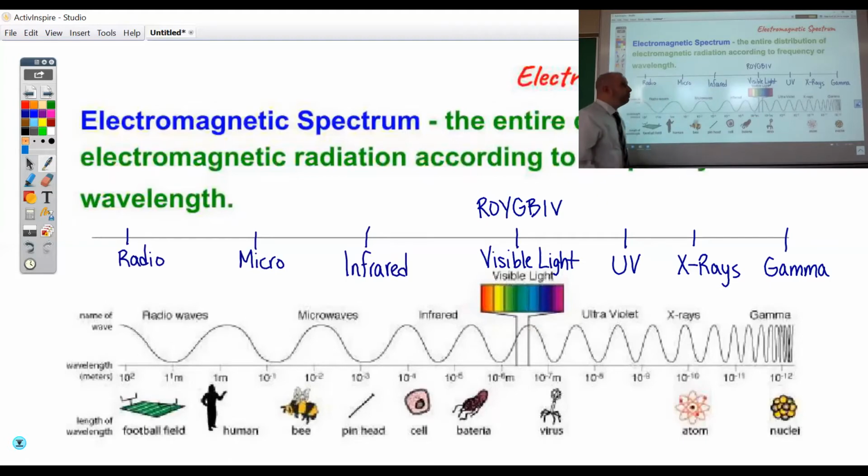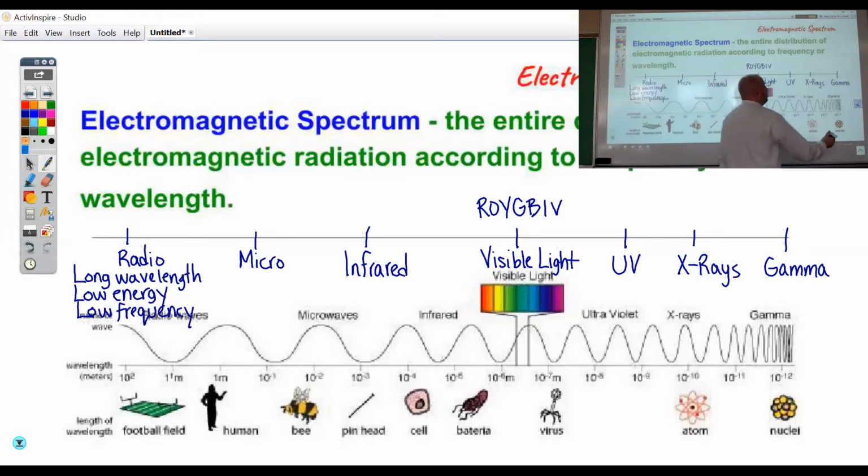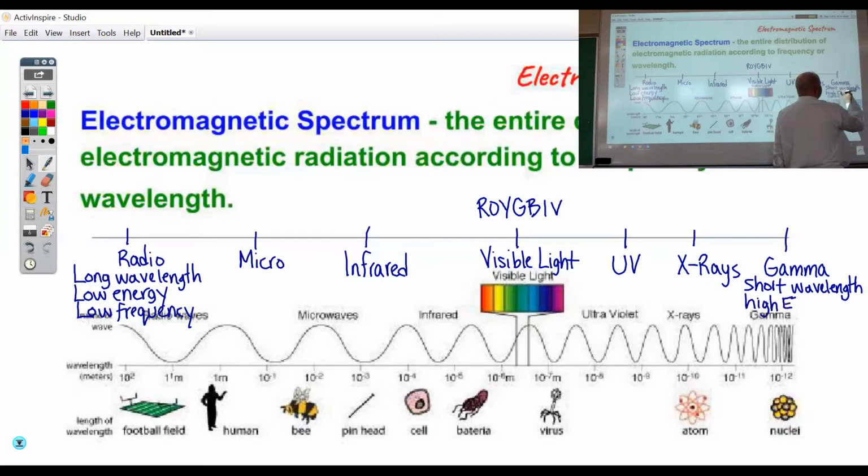In addition, it will be important for you to recognize that radio waves have long wavelength, they are low in energy, and they have low frequency. On the high end, we have short wavelength, high energy, and high frequency.